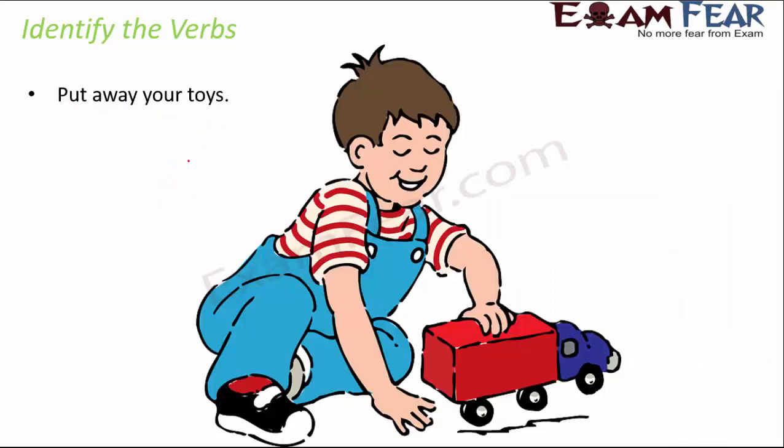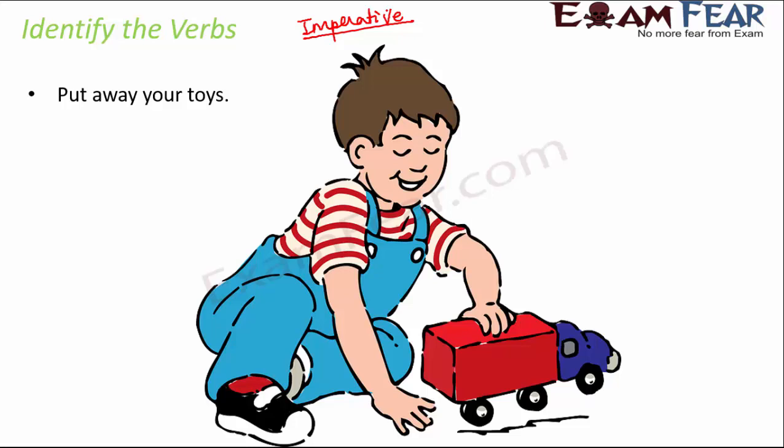Okay, let's look at the next one. Put away your toys. So if you look at this sentence, this is an imperative sentence. So what are imperative sentences? Those sentences where we make some requests, we give some orders or commands. So they are called imperative sentences. And mostly in imperative sentences, the subject is hidden. So when we say put away your toys, what we mean is you put away your toys. So you is the subject which is hidden here, because put away your toys actually means that we are talking to the person who is standing in front of us, right? So that you is hidden in this case, correct?